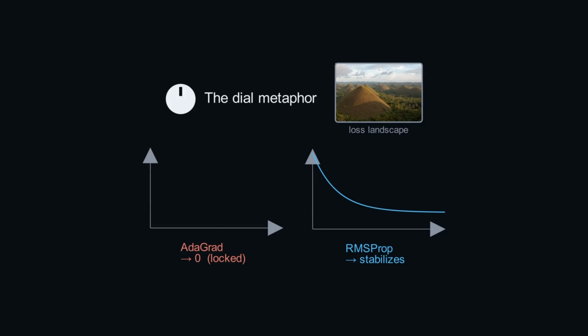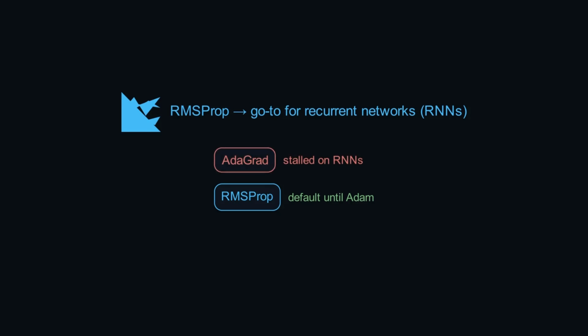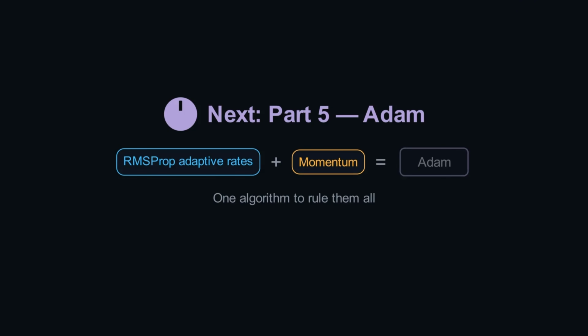So AdaGrad turns the dial down and locks it. RMSProp turns it down but lets it rise again as the gradient quiets. This made RMSProp the go-to optimizer for recurrent networks, where AdaGrad stalled, and it stayed the default until the next breakthrough combined it with momentum. In Part 5, we will see how Adam fuses RMSProp's adaptive rates with momentum into one algorithm.